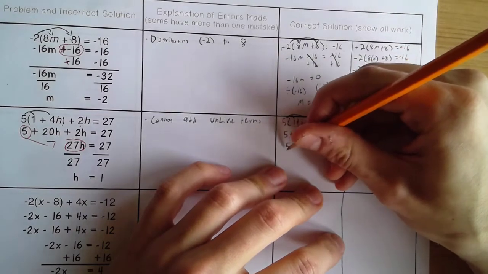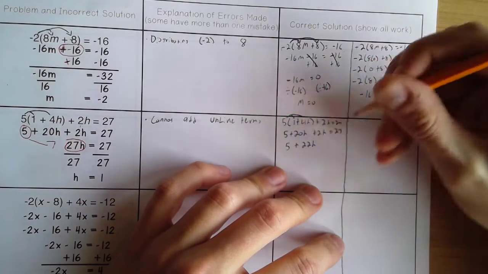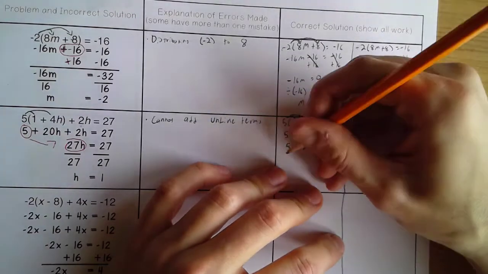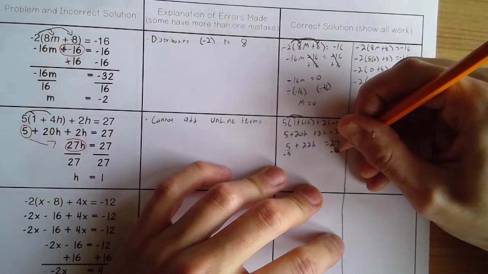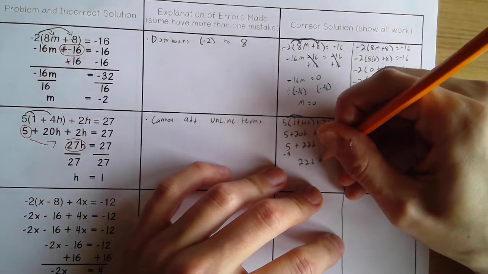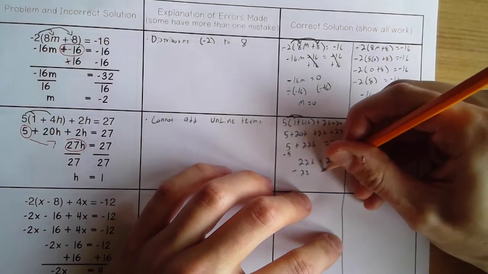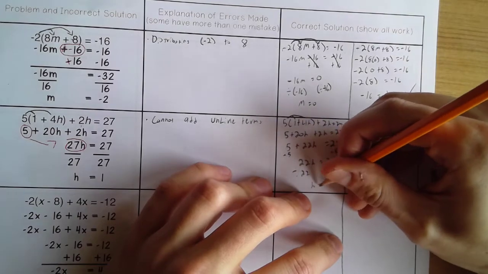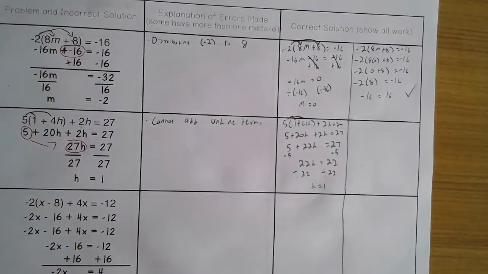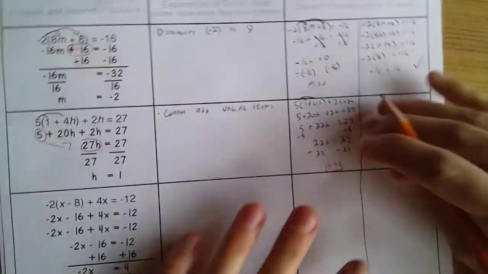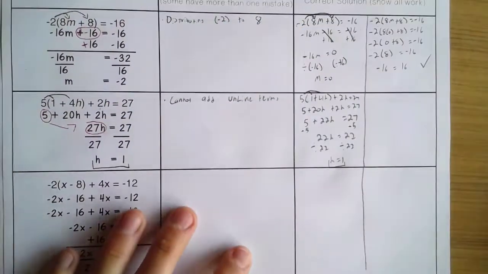Now I have a 5 plus 22h, combining my like terms, minus 5 on both sides. 22h equals 22. Divide both sides by 22. H equals 1 is my answer. Keep in mind, this answer is the same as this answer over here.